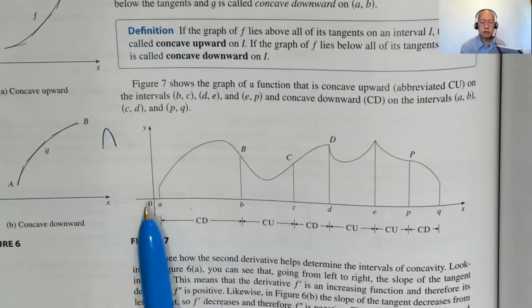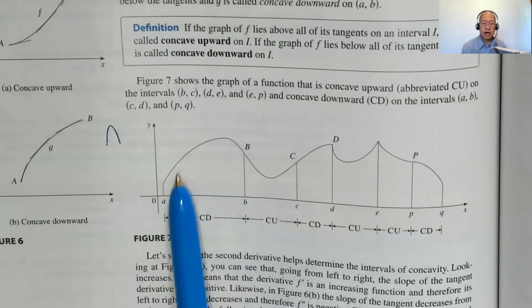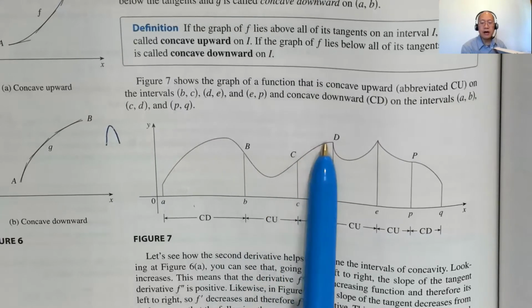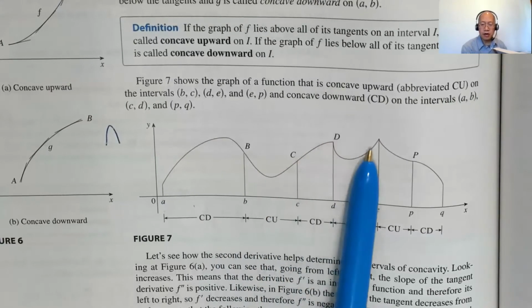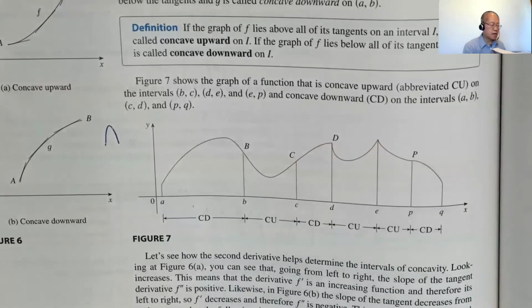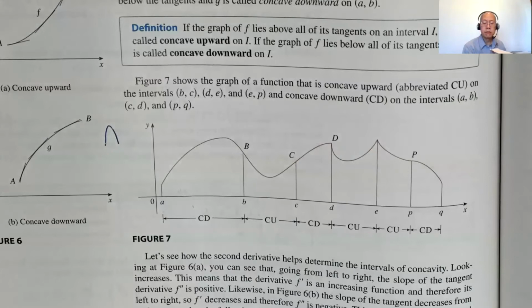Okay, so if you look at this picture, concave down, upside down U shape. Concave up, U shape. Concave down, upside down U shape. Concave up, concave up, concave down. So U shape or upside down U shape. Okay.